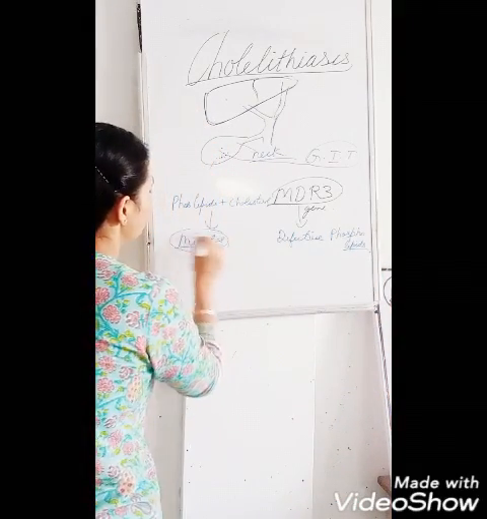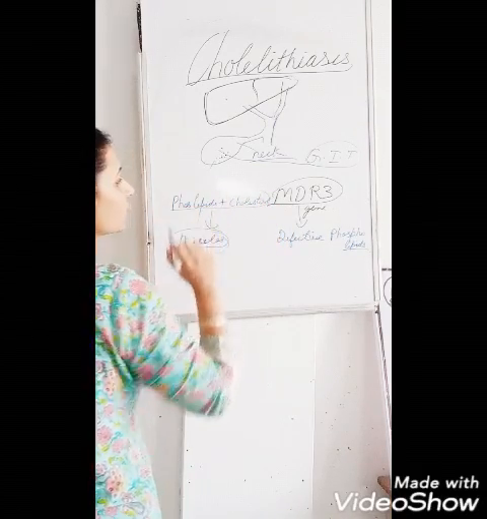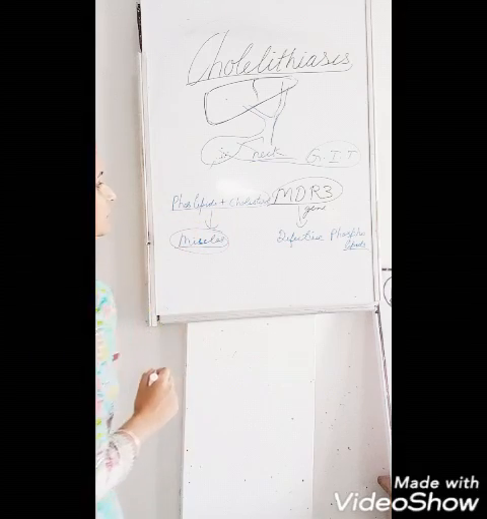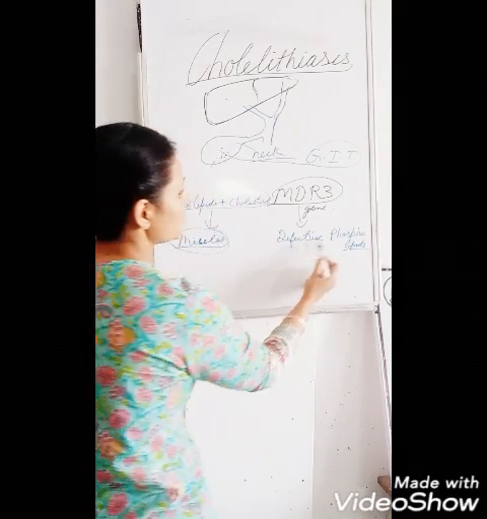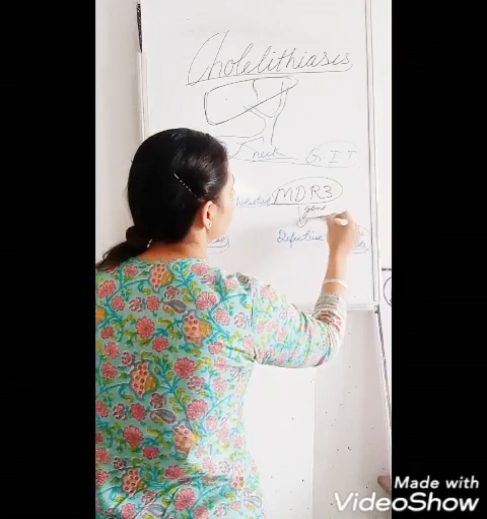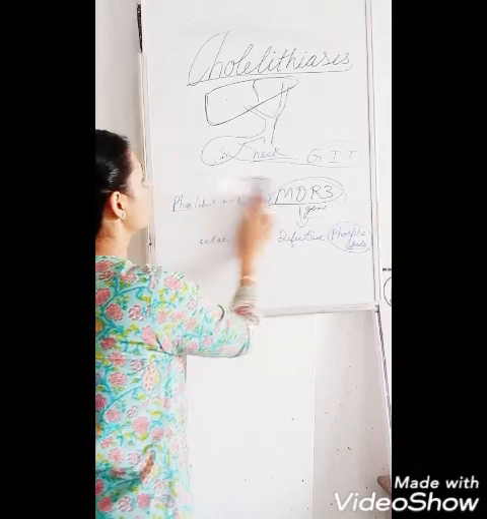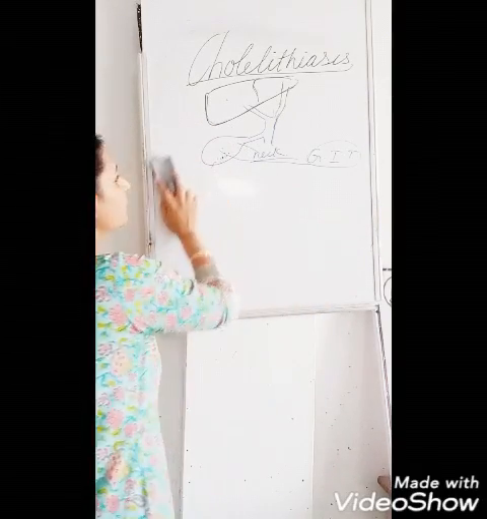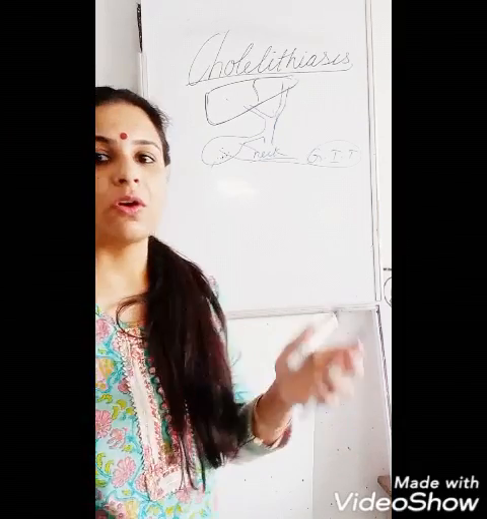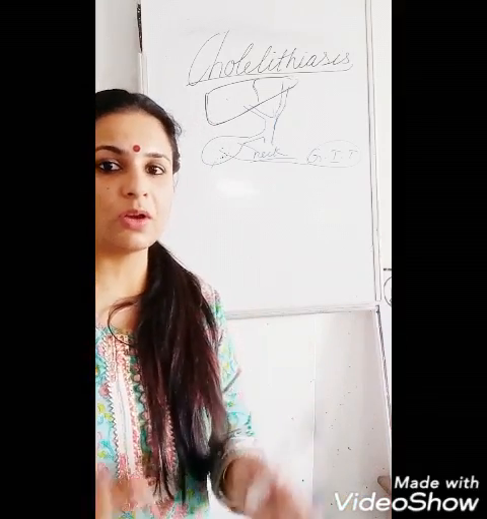These micelles are composed of phospholipids and cholesterol, because cholesterol is not water soluble, so it combines with phospholipids and then gets eliminated or excreted. So there is defective production of phospholipids because of the mutation of the MDR3 gene. And when there is excess of cholesterol, that cholesterol will combine and form cholesterol monohydrate crystals that will get precipitated into the gallbladder.